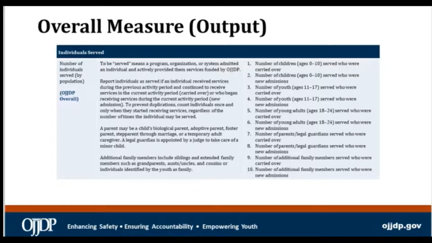To report this overall individuals served measure, you will report on the number of individuals served by population. This performance measure captures the total number of individuals served and is broken down by the number of children, youth, young adults, parents or legal guardians, and additional family members. Since OJJDP funding is targeted to serve children and youth, the various categories of individuals served help OJJDP isolate the true number of children and youth served. This measure also captures the number of individuals who were carried over and the number who were new admissions during the reporting cycle to avoid duplication.